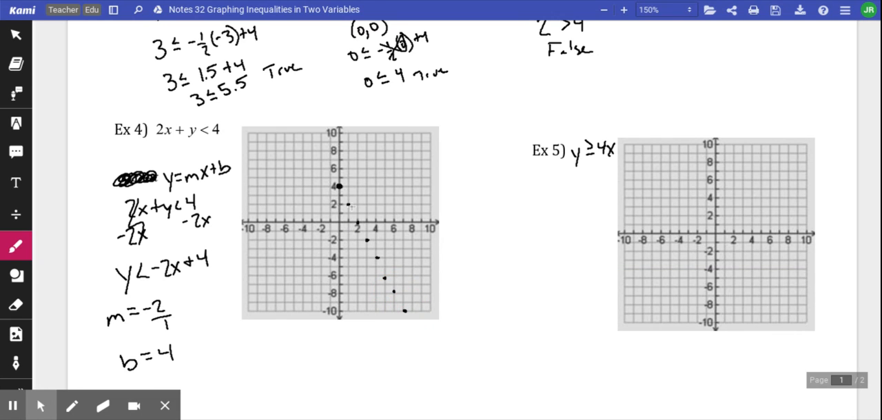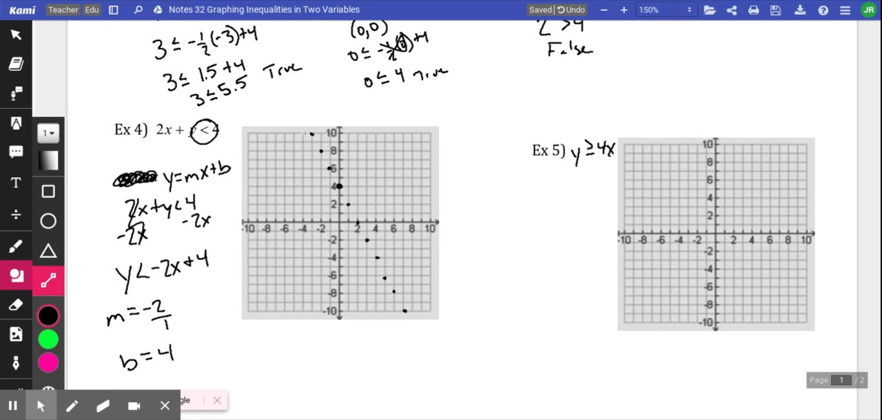So if I can't go down 2 to the right anymore, that means I can go up 2 to the left by 1. So up 2, left 1, up 2, left 1. All right, so before I just go ahead and connect all these points, I need to think about, are these points solutions? The easy way to tell is by looking at what inequality symbol we are using. Since it's just a less than symbol, it means that no, they are not included.